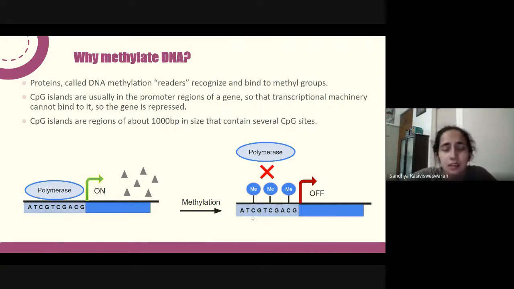So there are regions in your genome called CpG islands. Think of your genome as an ocean, and there are some parts which are promoters of genes where CG duplets are very, very common. These are called CpG islands. And this is where DNA methylation usually takes place.